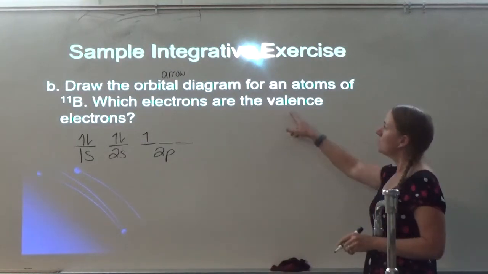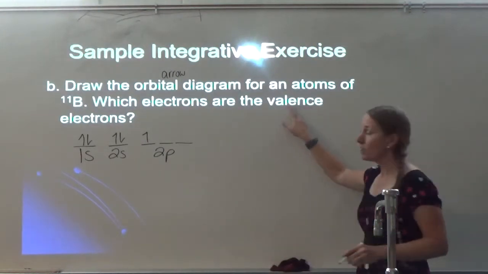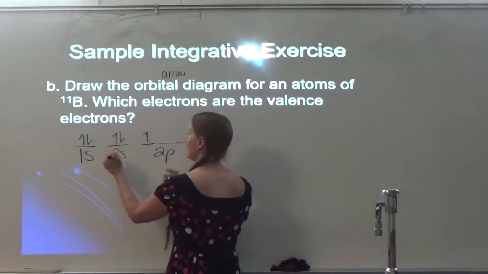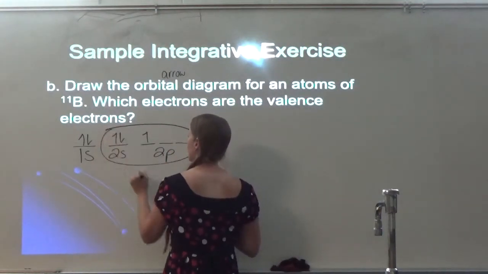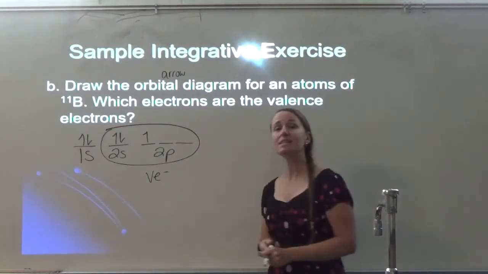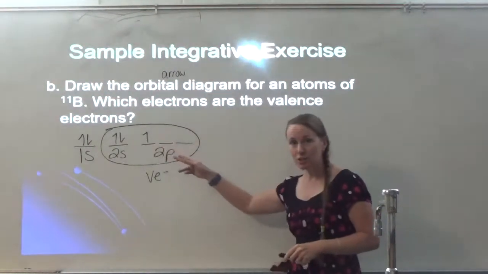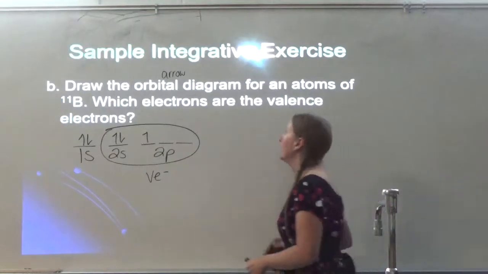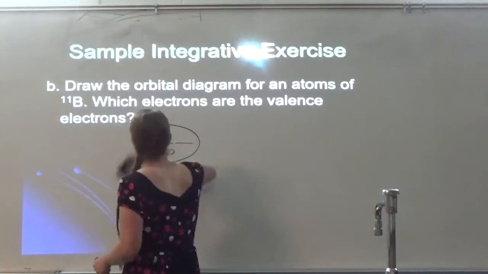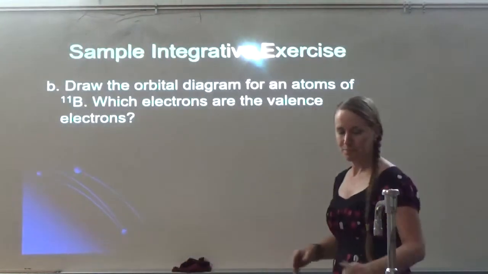All right, it says which electrons are valence. Remember, valence are the top S and P. So these right here are my valence electrons, which makes sense because boron is in group 13, so we know it has 3 valence electrons. So it would be those 3. All right, so hopefully it's all making sense.